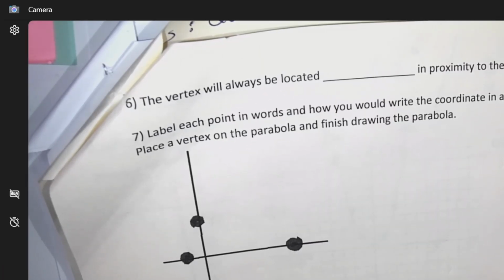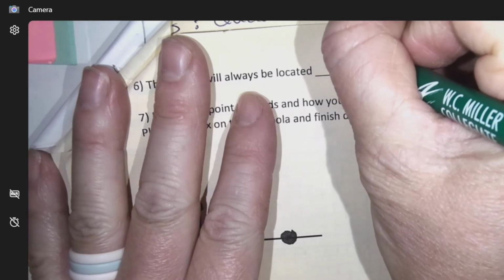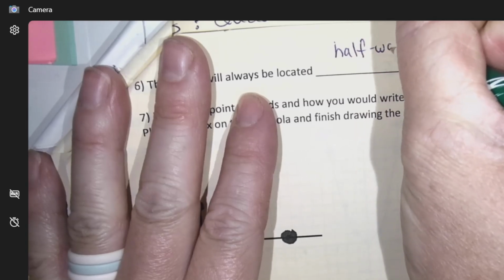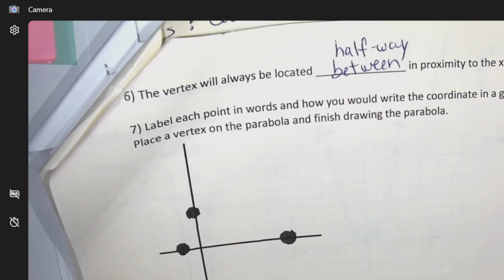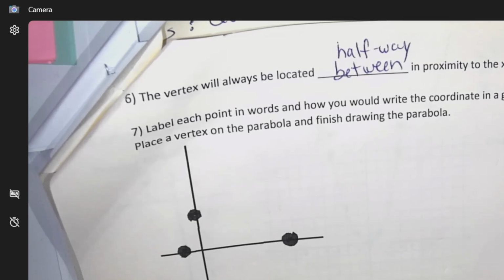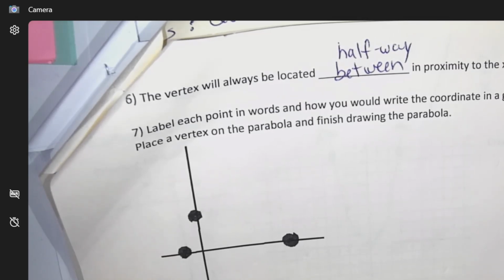Okay, so just a couple notes on this page. So we were remembering that the vertex is always going to be halfway between. Halfway, and it's right smack dab in the middle between the x-intercepts.